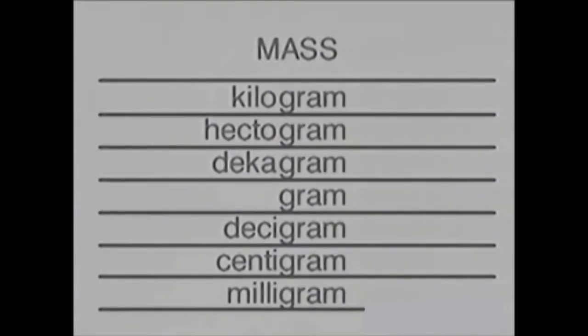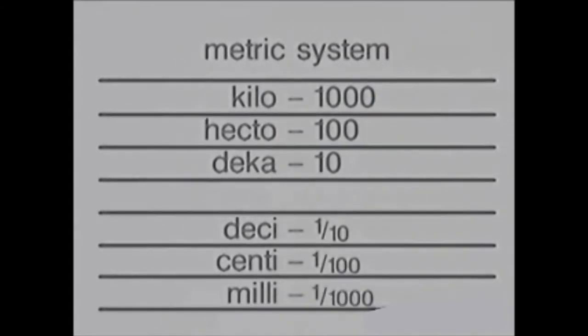Now, how do the prefixes work in the metric system? Let's see how they relate. Deca is 10, hecto means 100, kilo means 1,000. Going down, deci means 1/10, centi 1/100th, and milli 1/1,000th. Each one you move up, you just multiply by 10. When you move down, you just multiply by 1/10.